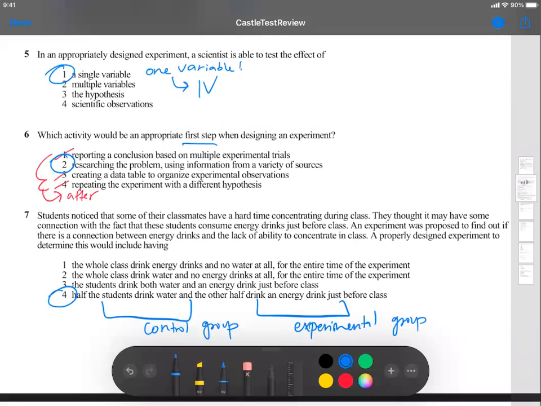So in this experiment, the students who are drinking water are the control group, and those drinking the energy drink are the experimental group. Thank you, Faraz. All right, moving on to number 8.